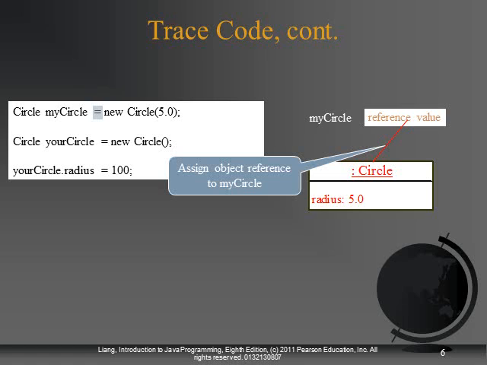Now remember, object variables are reference variables. They are not the object. We often refer to the variable as if it was the object, but be mindful it is only a reference to the object.